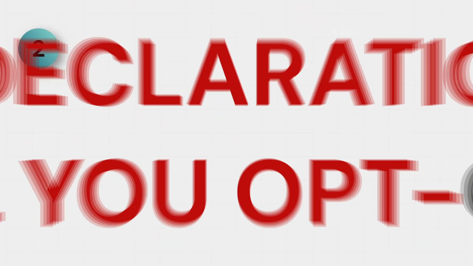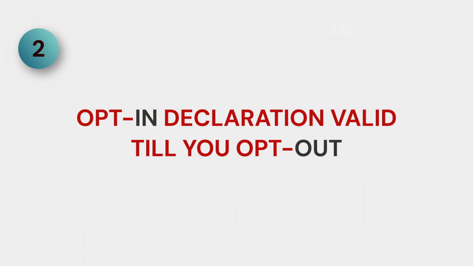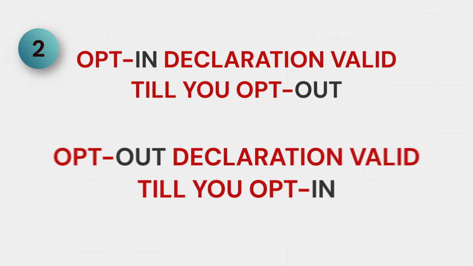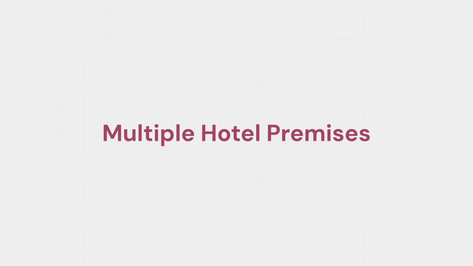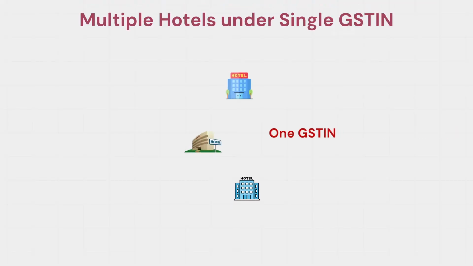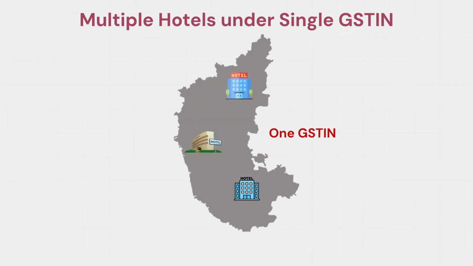Two, once you opt in, the declaration is valid till you opt out. Similarly, once you opt out, the declaration is valid till you opt in. To put it differently, you don't have to file this declaration every year. If you run multiple hotel premises under a single GST registration, say in the same state, Karnataka, then you'll have to file separate declarations for each of the premises. Depending upon the threshold, you're free to choose between specified and not specified premises.